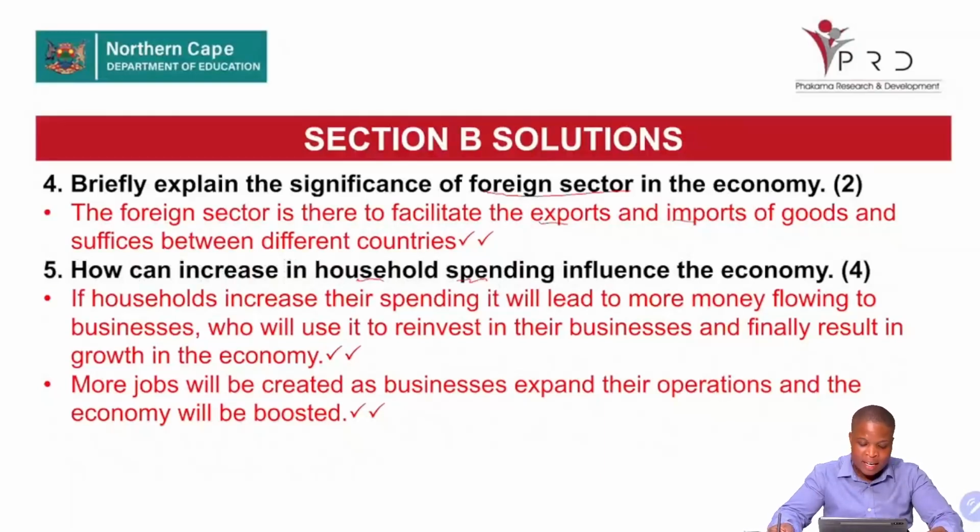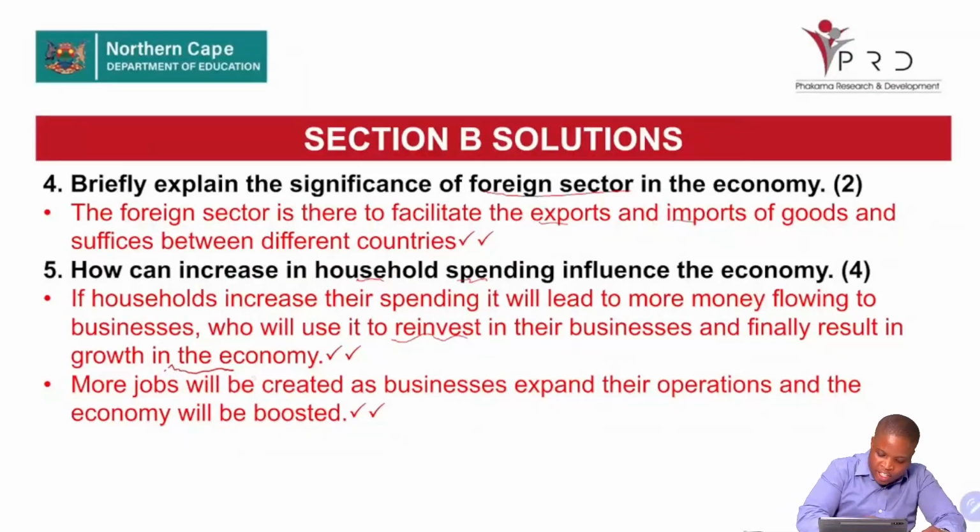Remember, anything that is relevant to today's question will be correct. If households increase their spending, it will lead to more money flowing to businesses, who will use it to reinvest in their businesses, finally resulting in the growth of the economy. So when we are spending, there will be more production as businesses are reinvesting the money that we are spending. So you can say more spending will result in more production, growing our economy. More jobs will be created as businesses expand their operations and the economy will be boosted.